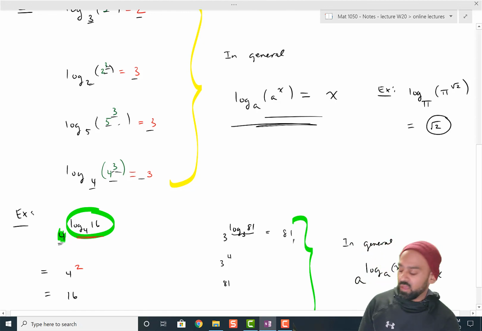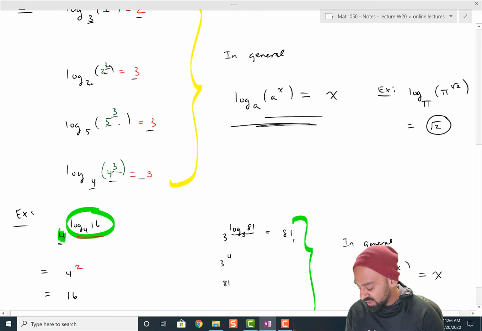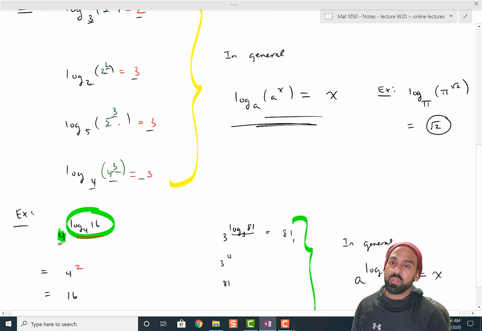Okay, so in the next video, we'll start talking about solving log equations, and that will get us to a place where we're going to have to circle back and look at these properties again.